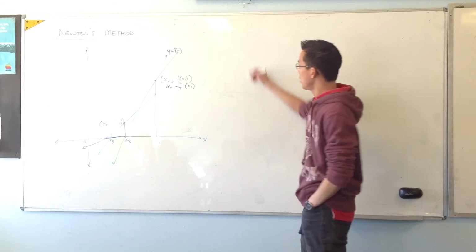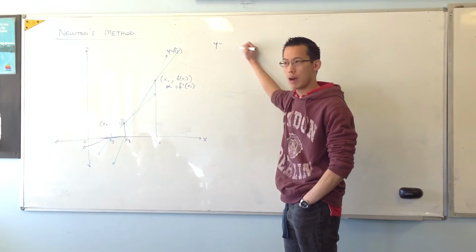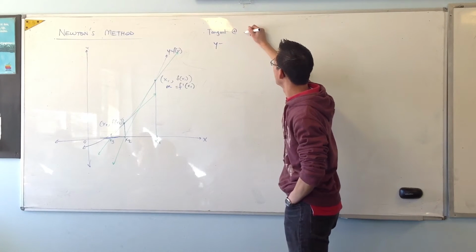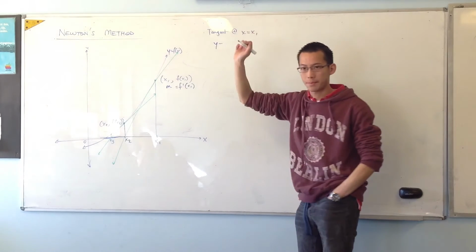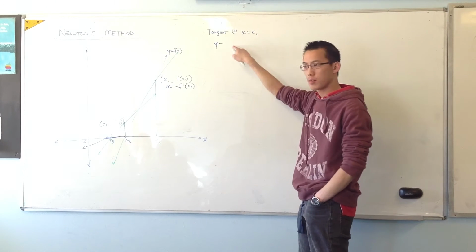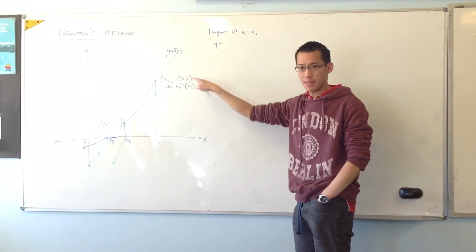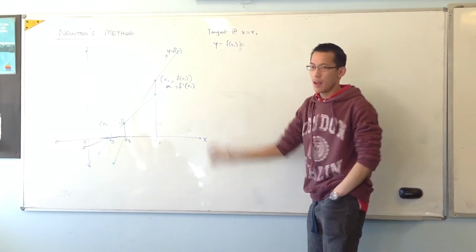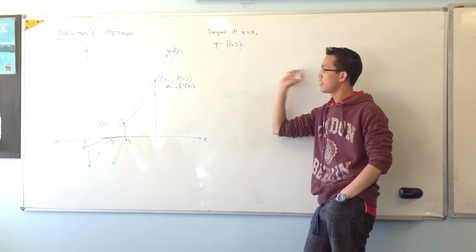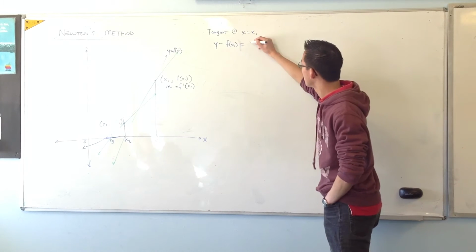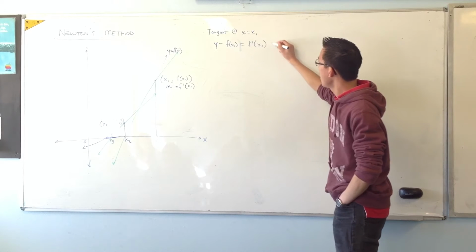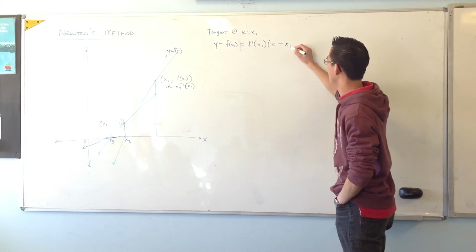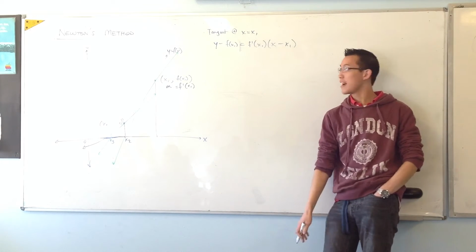Do point-gradient form. So you're going to have y minus y1. Sorry, I should have said what this is. This is the tangent at x equals x1. So it'll be y minus y1, where y1 is f of x1, and it's equal to m outside of x minus x1. There's our m, f dash of x1, and x minus x1. So good, there's the equation of my tangent.